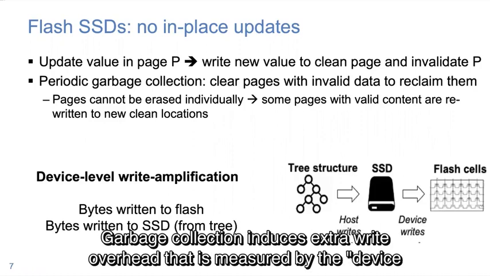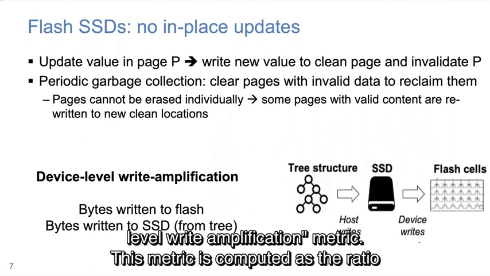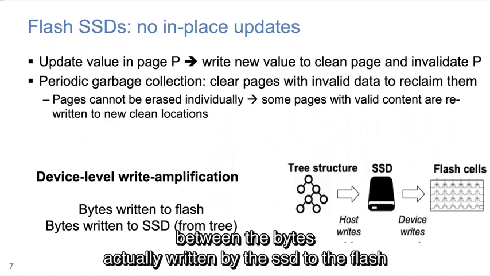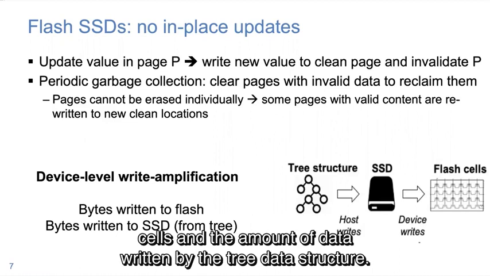Garbage collection induces extra write overhead that is measured by the device-level write amplification metric. This metric is computed as the ratio between the bytes actually written by the SSD to the flash cells and the amount of data written by the tree data structure.